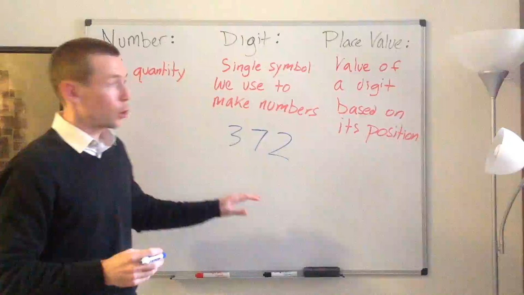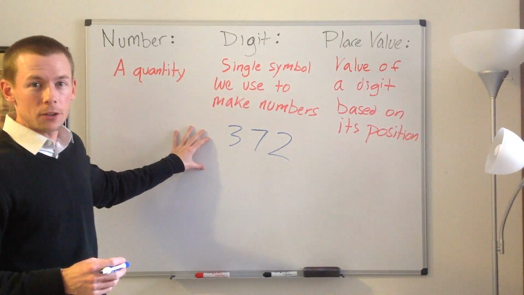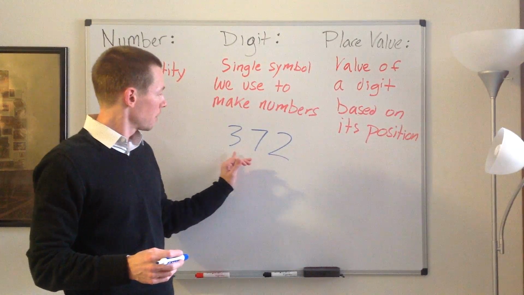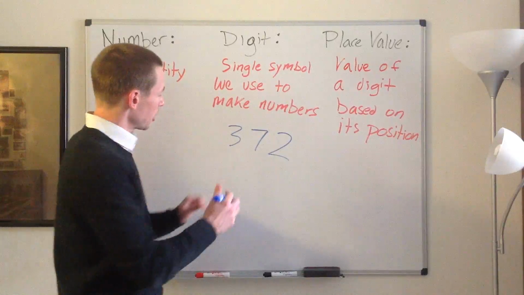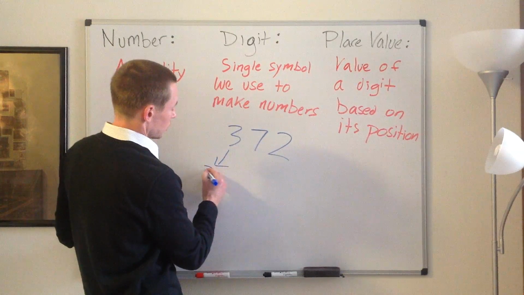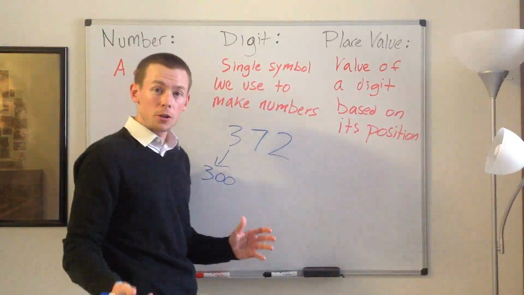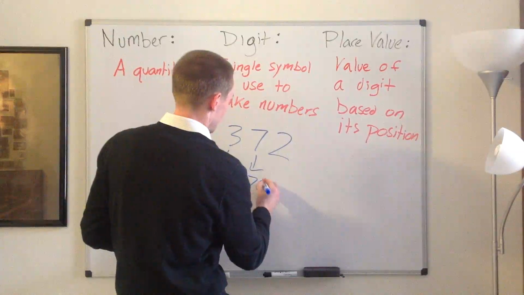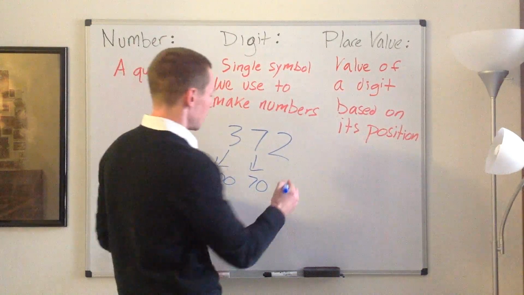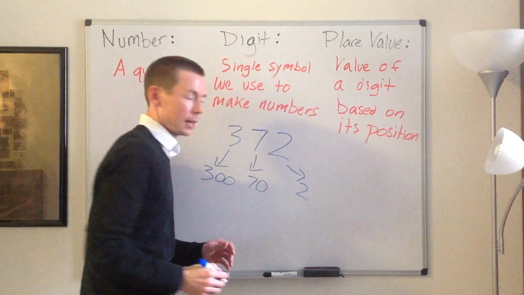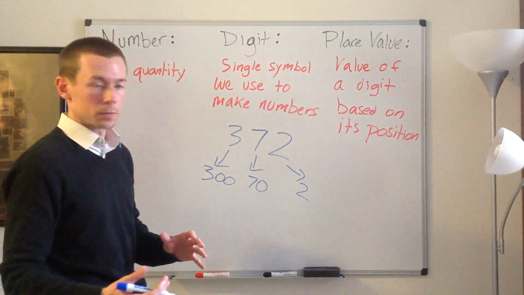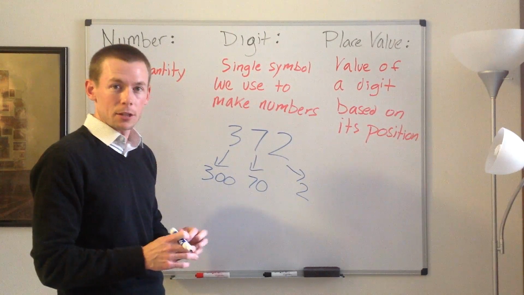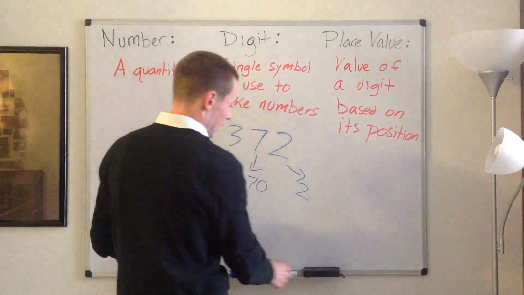In this example, we have the quantity, or the number 372, and we have 3 different digits used to represent that quantity. We have a 3, a 7, and a 2. But the 3 is not really a 3, it's really representing 300 because it's in the hundreds place. The 7 is representing 70, and the 2 is representing 2 ones, or in other words, 2. So 300 plus 70 plus 2 make our 372. So let's look at another example.